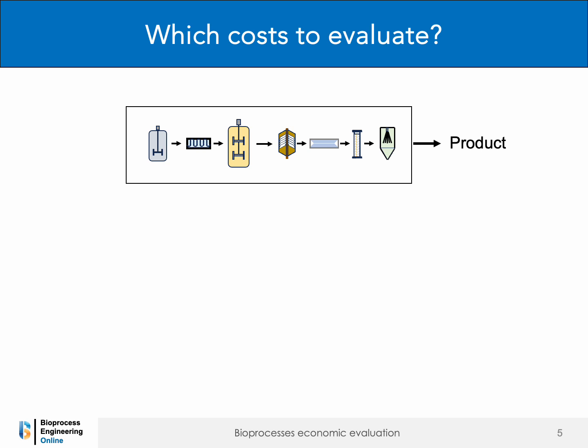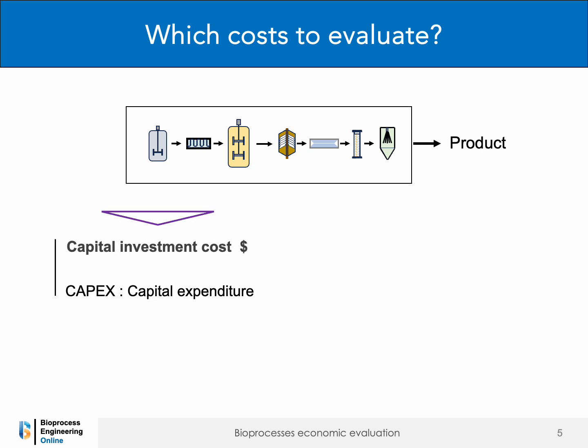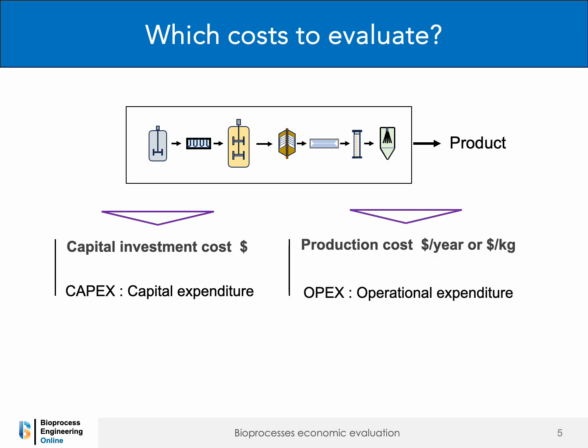When assessing the economics of bioprocesses, two types of costs are evaluated: the capital investment cost, also called CapEx, capital expenditure. This cost, measured in dollars or euros, represents the initial capital required to acquire the equipment, install it, and make it operational. The production cost, also called OPEX, the operational expenditure. This cost, measured in dollars per year or dollars per kilogram of product, encompasses the ongoing operational expenditure for producing the product.